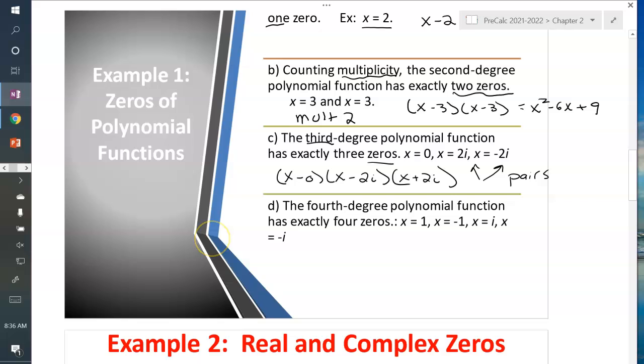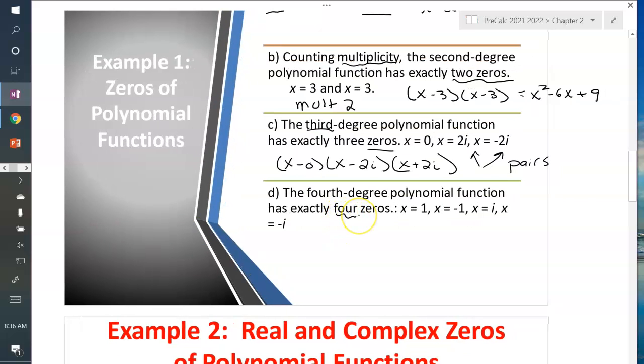Last one, a fourth degree polynomial function has 4 zeros. So here we have x equals 1, x equals negative 1, x equals i, x equals negative i. That would be x minus 1, x plus 1, x minus i, x plus i. Again, the complex roots are in pairs.